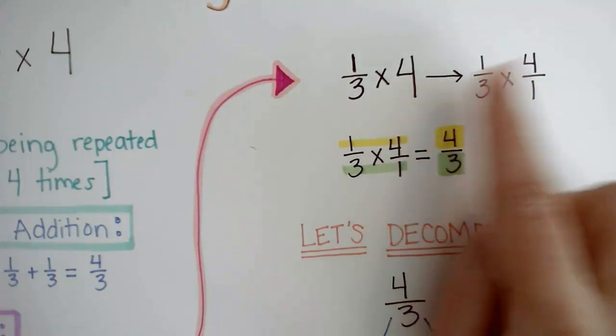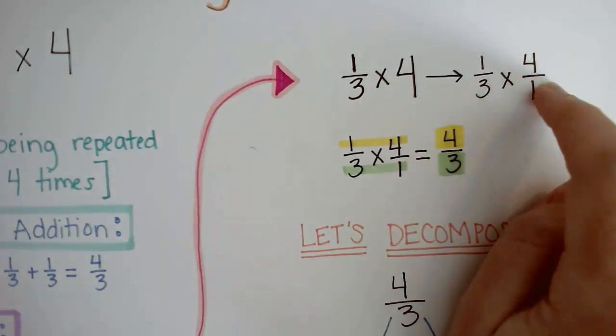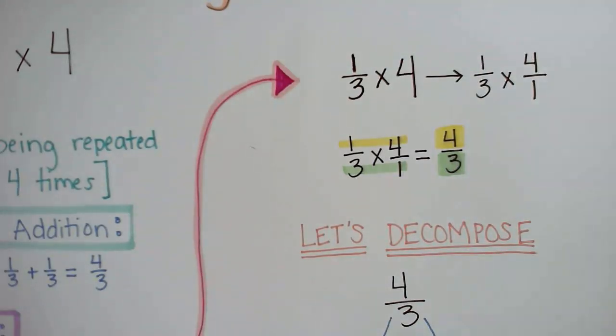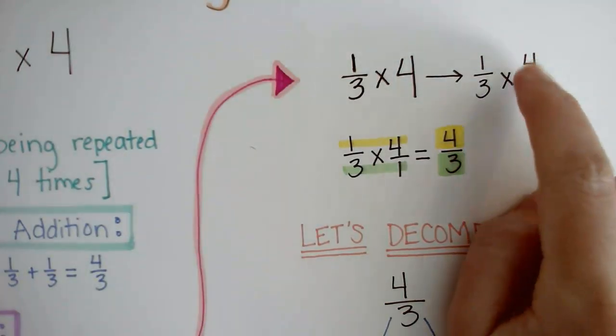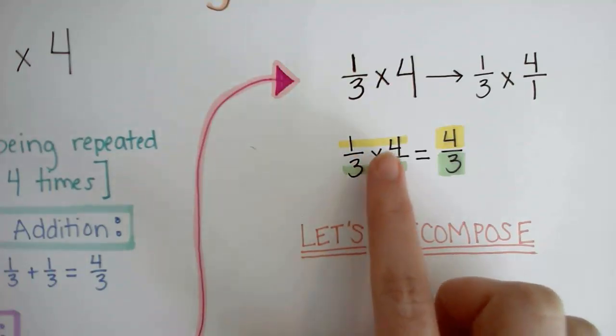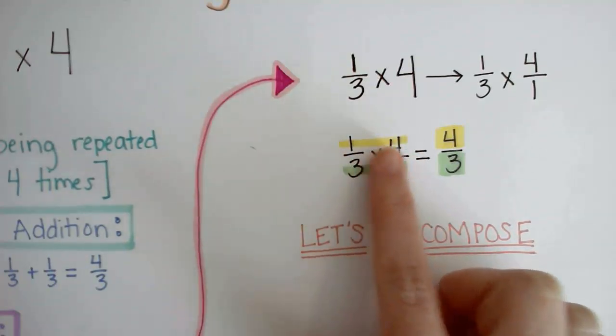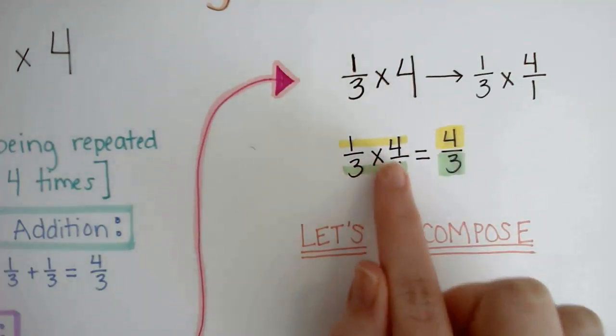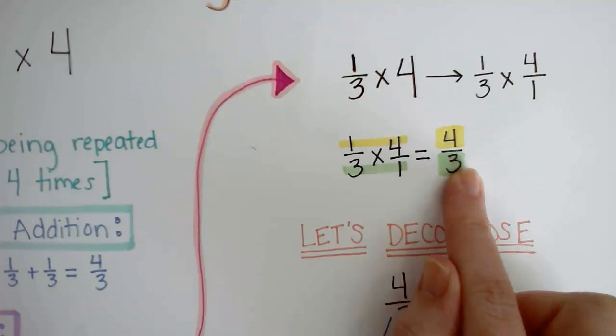So the whole number 4 is the same thing as 4/1. Just like if it was a whole number 10, we would do 10/1. If it was a whole number 7, we would do 7/1. That over 1 represents the 4 wholes. So we can see here that once we have our 1/3 times 4/1, we can multiply straight across. 1 times 4 is 4. 3 times 1 is 3.